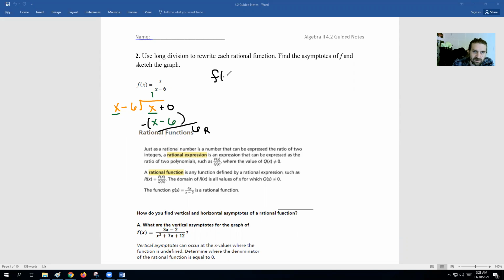So the equation can be rewritten as 1 plus the remainder of 6 over x minus 6. Okay, so let's remember the number on the outside tells us the horizontal asymptote, which is our y equals. So how much of a shift that is, that's 1. And then the vertical asymptote. I think the easiest thing to do to find out the vertical asymptote is just set the denominator equal to 0.